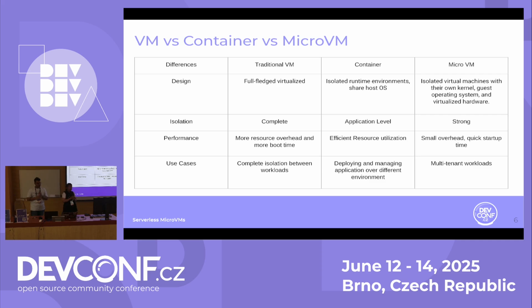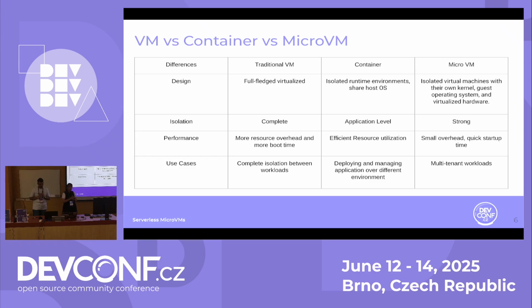For the performance thing, a traditional VM uses much more of your resources, and it takes time to boot because it's a complete OS you are using there. A container is resource efficient, but the startup time is more. A micro-VM also has small overhead and a quick startup time.